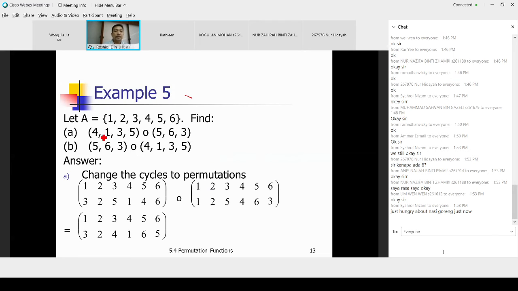So 4, 1, 3, 5 and 5, 6, 3. Once given this permutation and this permutation, the first permutation only involves these four values, 4, 1, 3, 5. It means 4 maps to 1, 1 maps to 3, 3 maps to 5. The other permutation only considers 5 maps to 6, 6 maps to 3. Based on this, we produce the first permutation 4, 1, 3, 5. So 4 maps to 1. Then 1 maps to 3. Then 3 maps to 5. Then 5 maps to 4. It looks like this.